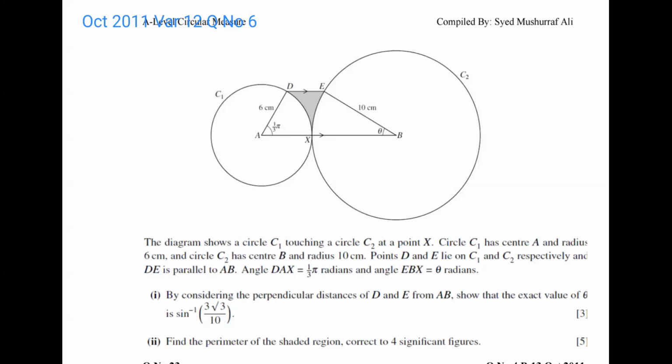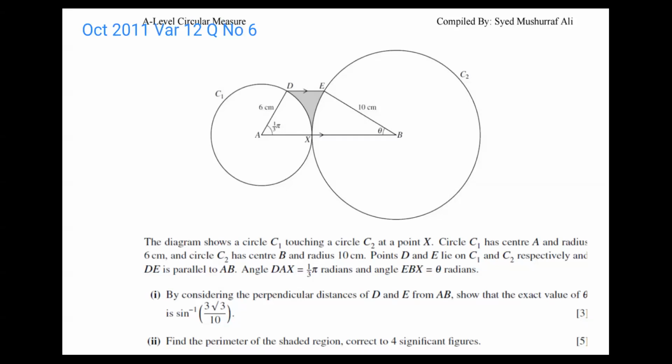Bismillah ar-Rahman ar-Rahim. This is the October 11 variant. We have a question, variant 12, question number 6. The topic is circular measure. So let's start.